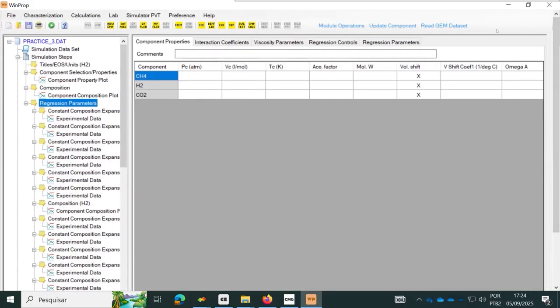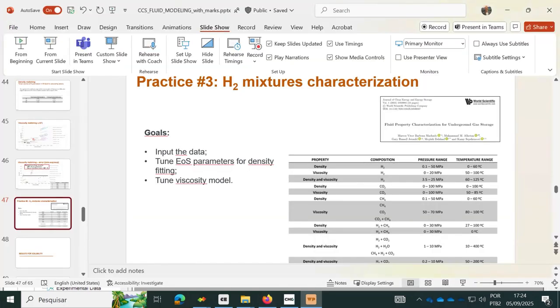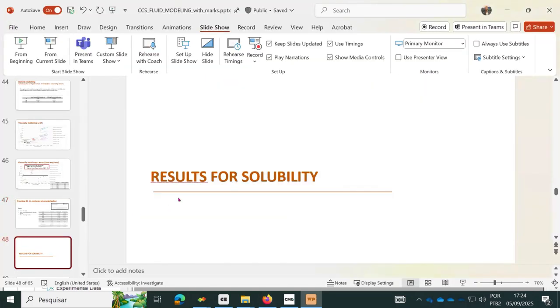So I will skip this project. This is for your homework. You can do this for the gas phase, the gas mixture. And my plan for now is to discuss solubilities. Our last topic to cover is solubility and how to fit solubility data, especially for CO2. But you can follow the same steps for hydrogen.